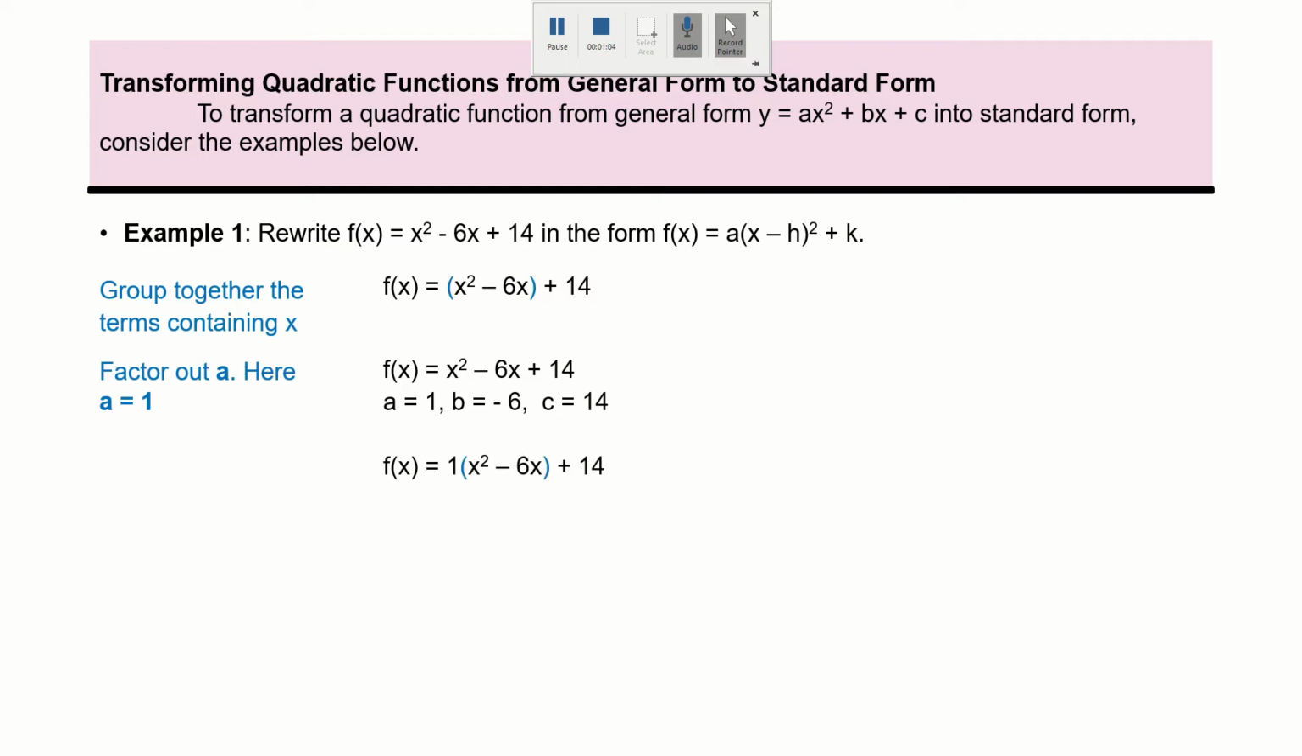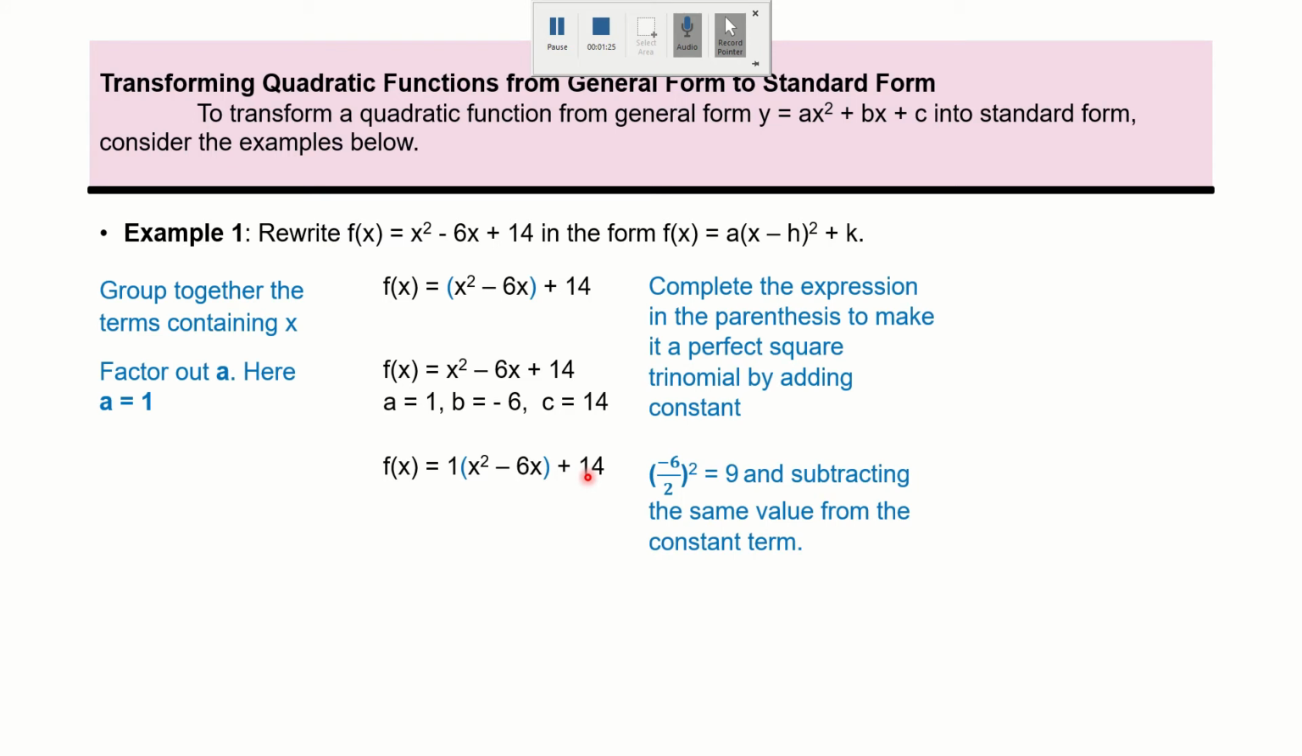So to factor out a, we will divide all terms containing x with 1. So x squared divided by 1, we have x squared. Negative 6x divided by 1 is negative 6x. Then plus 14. Next step is we're going to complete the expression in the parentheses to make a perfect square trinomial by adding a constant. Okay, so we have here f of x equals 1 times the quantity x squared minus 6x plus blank, plus 14 minus blank.